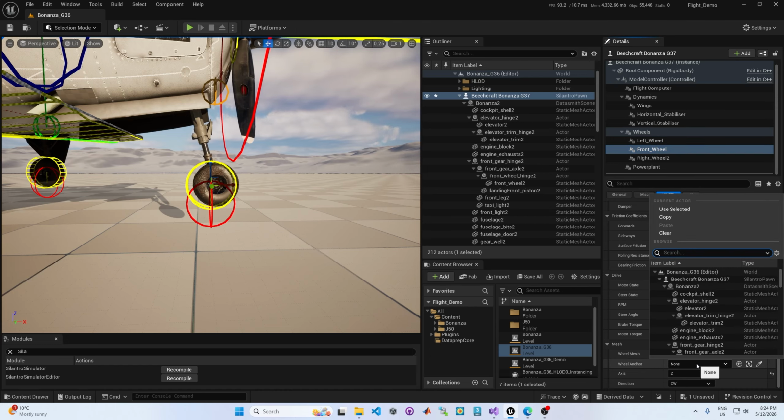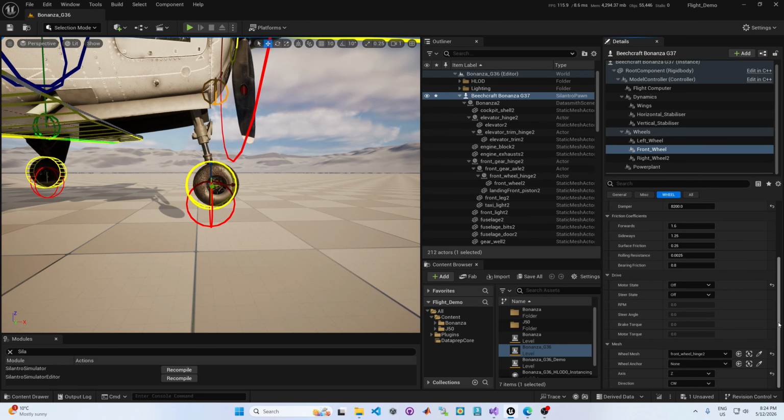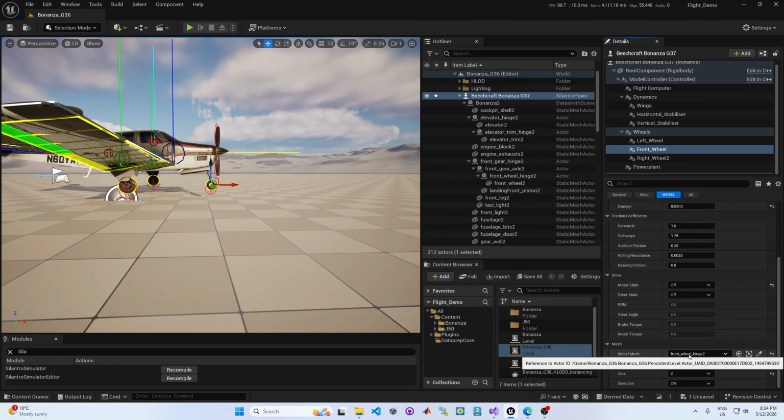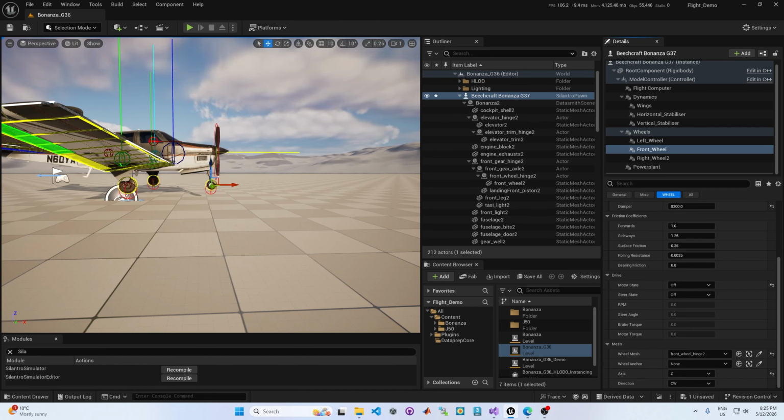Then wheel anchor. Now when you're using animations and you retract the gear, your wheel is still going to be physically where it is. The wheel mesh is going to be positioned at the center of the wheel component. So that is going to look weird when you try to retract the wheels, because physically the wheel is supposed to move alongside the animation system that you've set up, but the physical component is still here.